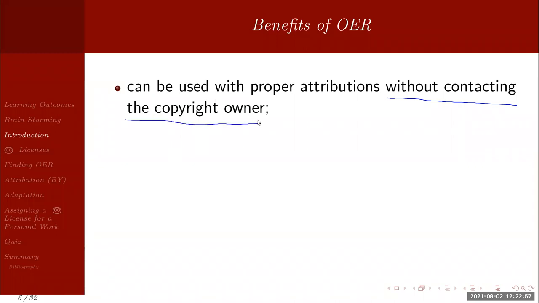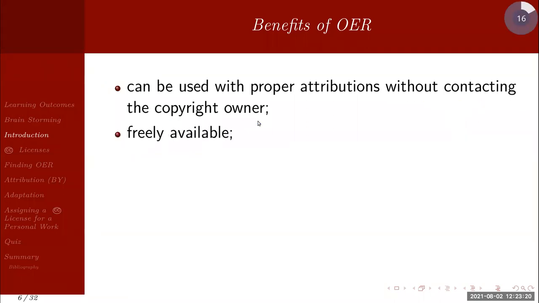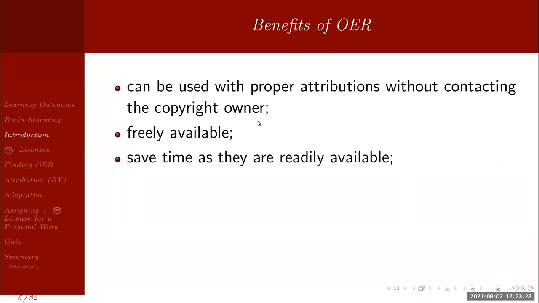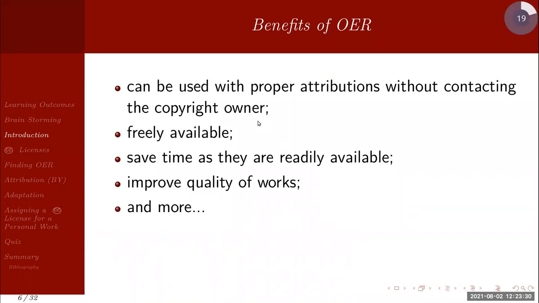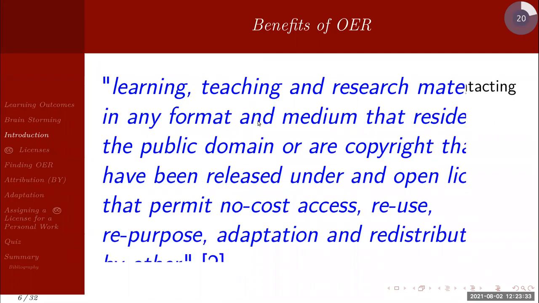That's a huge benefit. So when you see that certain material is available through one of the Creative Commons licenses, you can just use it with proper attribution. You don't have to contact the copyright owner. That's the beauty. It's really awesome. Also, they are freely available, they save time because they're readily available, and they improve the quality of works. Yeah, and more. There are so many benefits of open educational resources.